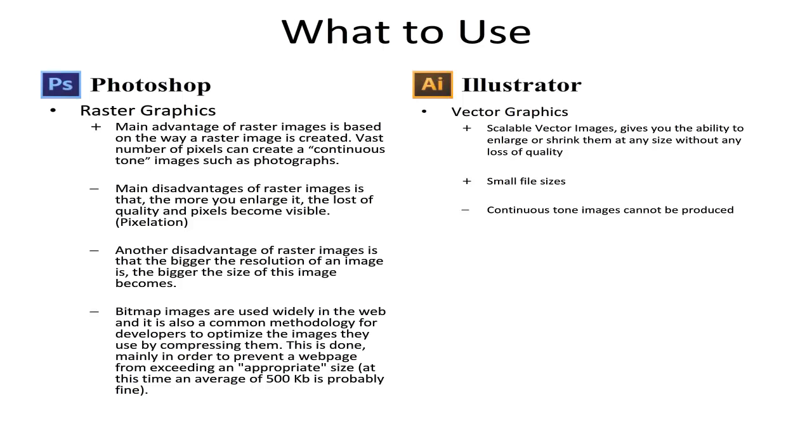This program deals with raster-based imagery, but can handle some vector imaging, but not to the extent that Illustrator can. One of the main advantages of raster images is the number of pixels can create a tone like such a photography. The main disadvantages of raster is the pixelization happens when you enlarge an image. The pixels become too blurry and the quality of the image goes down. Another disadvantage of raster is the bigger the resolution, the larger the file size.